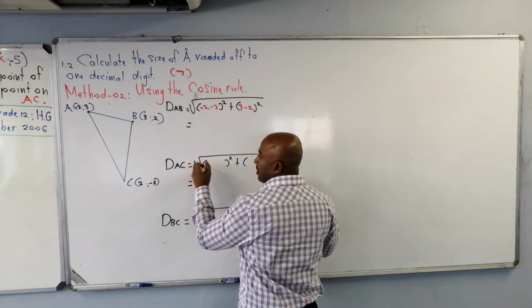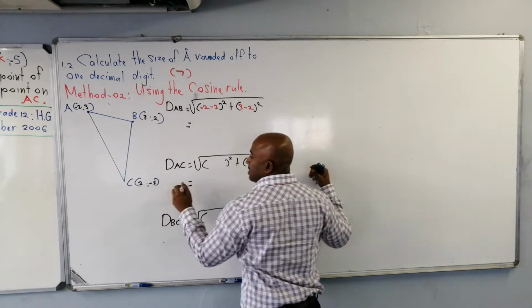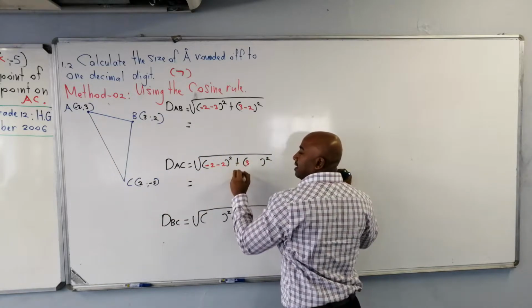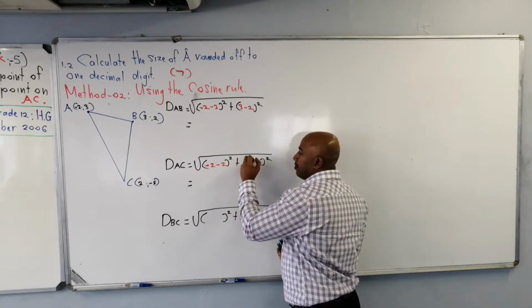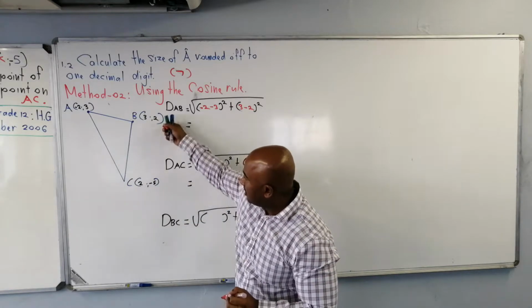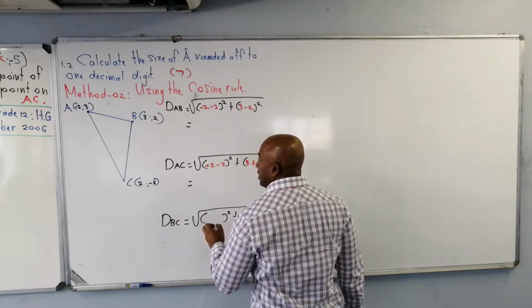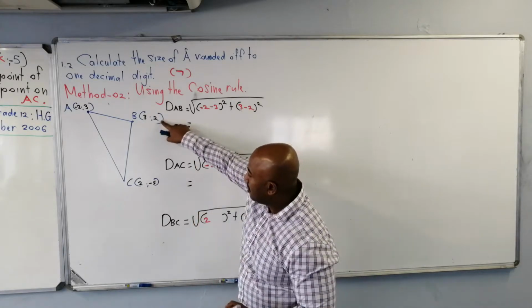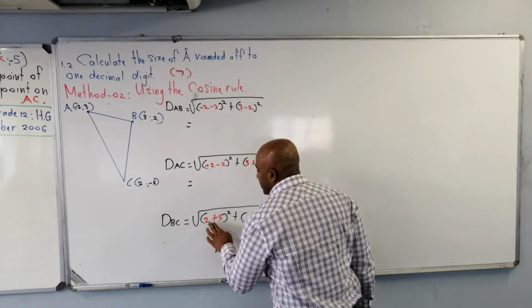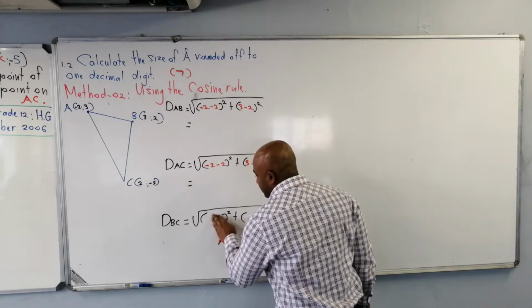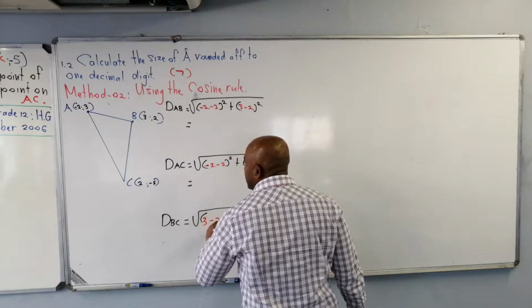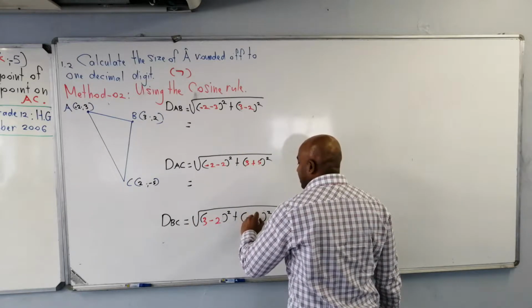D of AC, so we're going to go A and C. That's going to be minus 2 minus 2. The y value is 3 minus 5, so that will be plus 5. That's D of AC, and then D of BC. That's going to be 2 minus 5, that will be plus 5. Sorry, that was the y value. It doesn't really matter, but let's do it in order. x values first, so that's 3 minus 2, and then 2 plus 5.